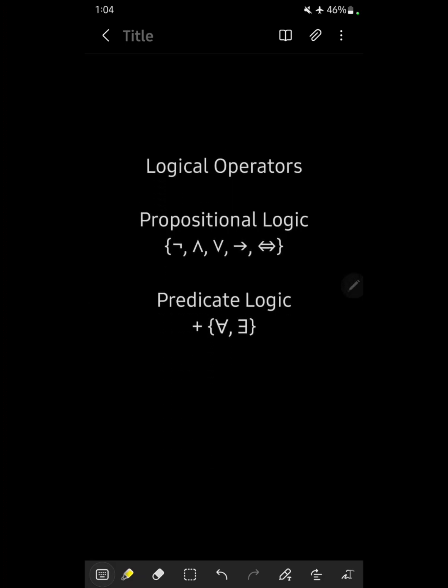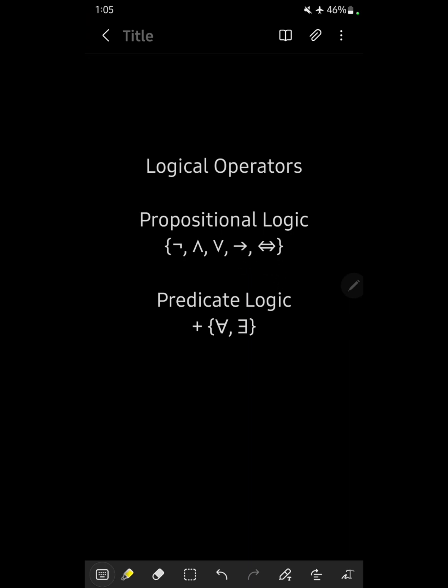Next, let's talk a little bit about the logical operators. The logical operators of propositional logic are what allow us to take what we call atomic propositions and turn them into compound propositions. So we go from a simple proposition to something a little bit more complex. And in propositional logic, we have 5 main operators. We have our negation operator, we have our conjunction operator, we have our disjunction operator, we have our material implication operator, and we have our biconditional operator.